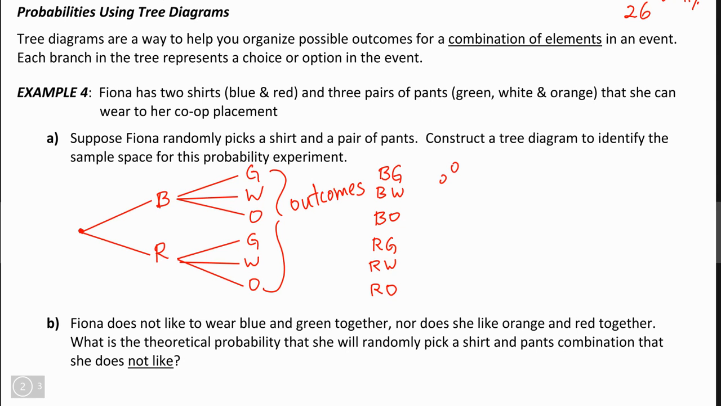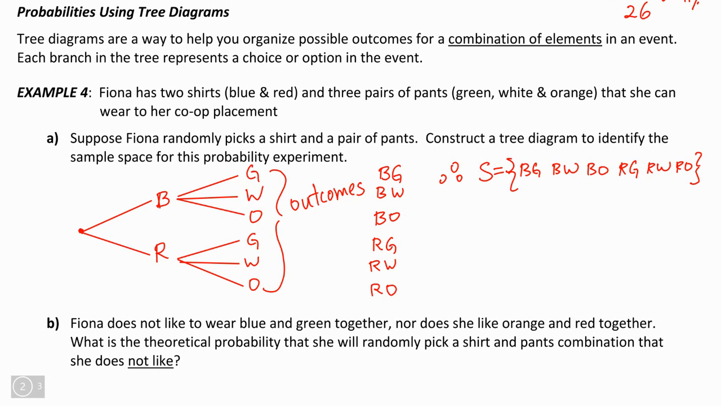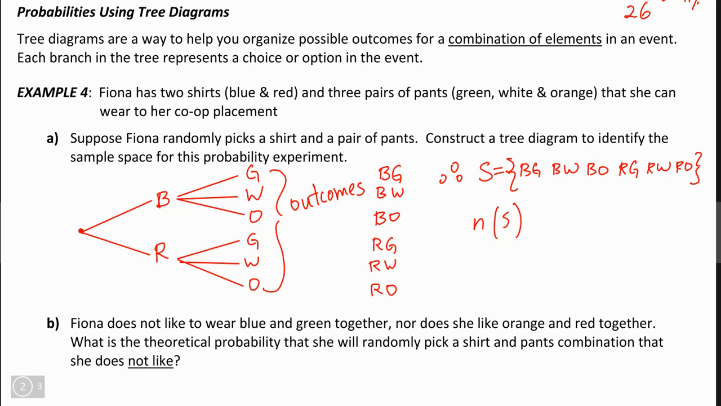So therefore, the sample space is going to be all of these 6 outcomes. So blue green, blue white, blue orange, red green, red white, red orange. Okay, and you're perfectly okay to write your sets like this as shorthand letters. You don't have to write the whole thing; it'll take you a long time. I'm fine with just using letters. So we're going to say here the number of outcomes in our sample space is 6.